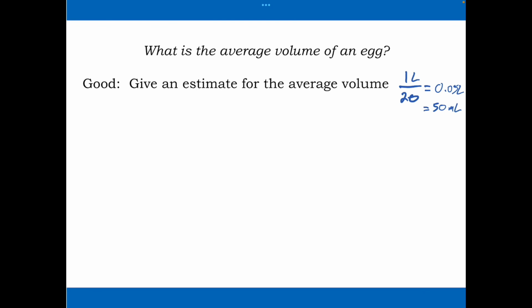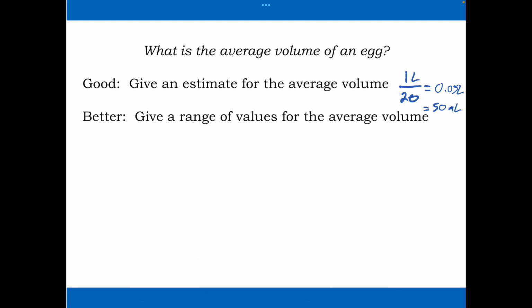But notice, this isn't a great estimate because someone says, well, if this is an estimate, how close is the estimate? Well, I wouldn't know that. So what would be better than giving an estimate? Well, better than giving an estimate would be to give a range of values in which I'm pretty sure that the average volume of the egg lands in here. So what if I were able to say something like, I know the average egg is between 45 and 55 milliliters. That'd be better because then I'm no longer just giving a guess, I'm giving a range of values where you could expect the answer to be.